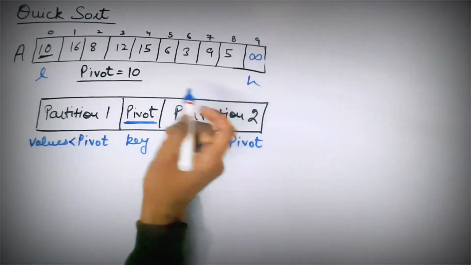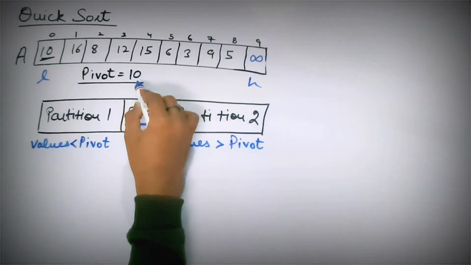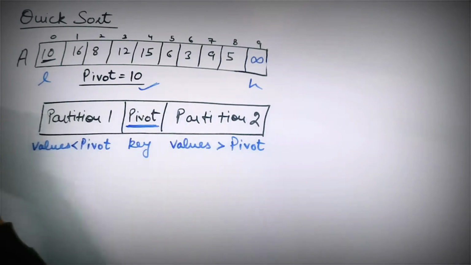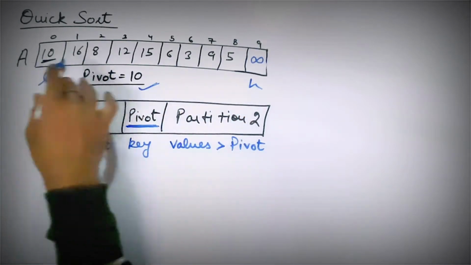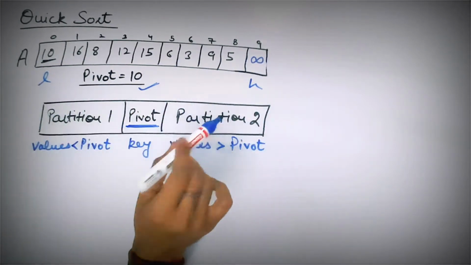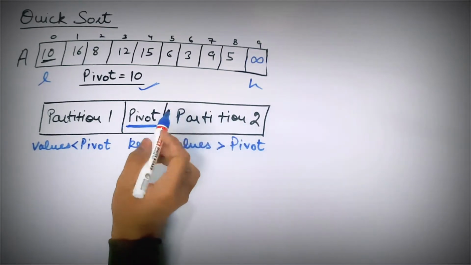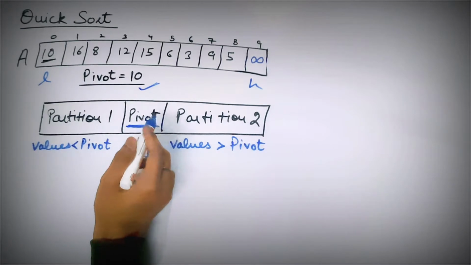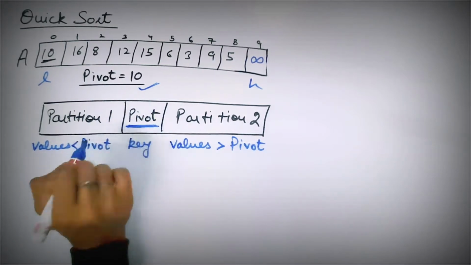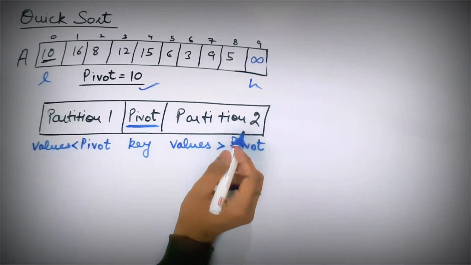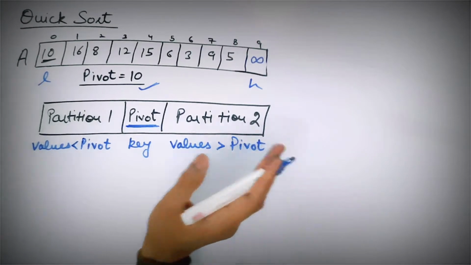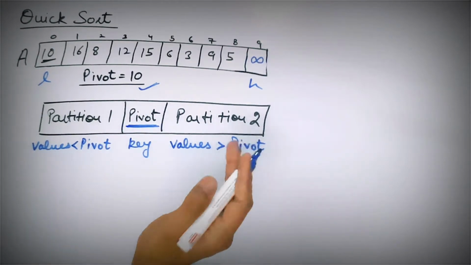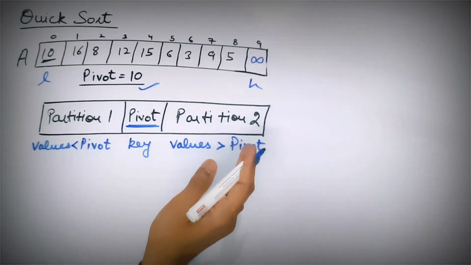Now as you can see, we have found a proper place for a single element, that is the pivot element, and we have divided a single array into two subarrays. Now we can guarantee that the elements in partition 1 are always less than the pivot element, and elements in partition 2 are always greater than the pivot element. But we cannot guarantee that the elements of partition 1 and partition 2 will be sorted.